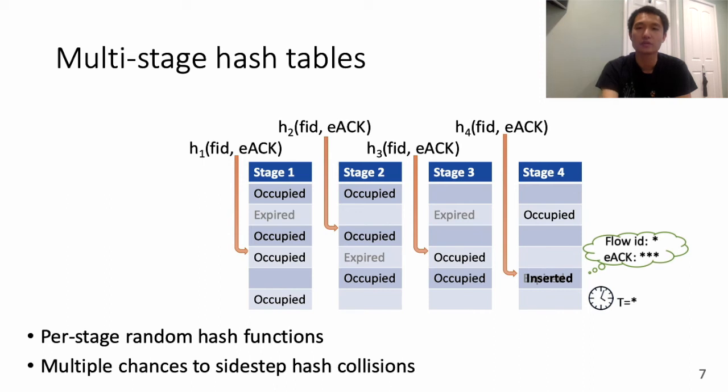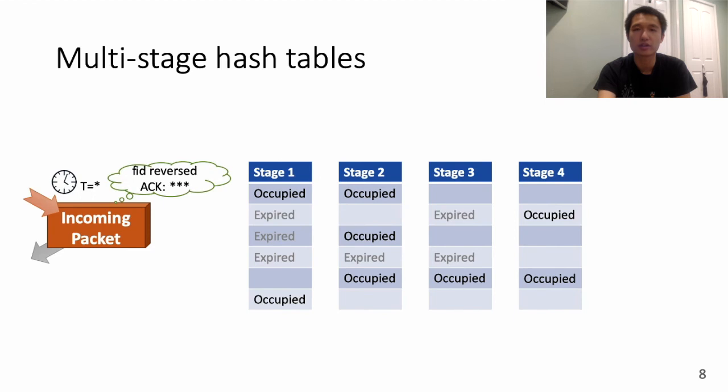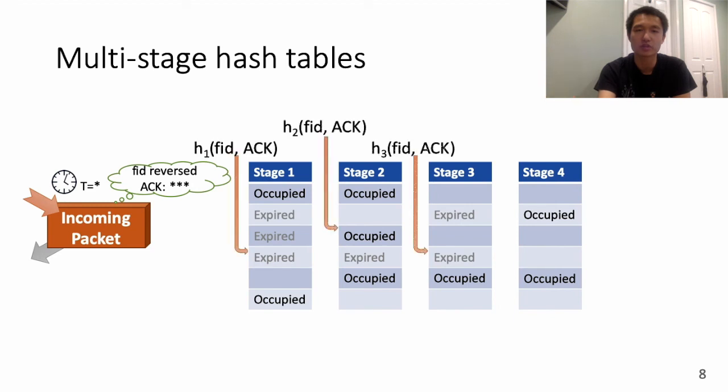After a while, say the corresponding incoming ACK packet comes back. This packet is acknowledging the last packet we just saw. We'll first look at the timestamp and then the flow ID of this packet and try to calculate the locations using the same hash functions. So we find the same positions.